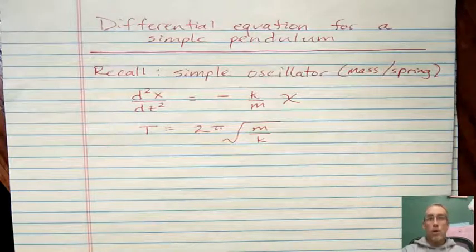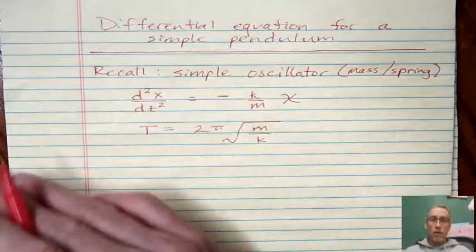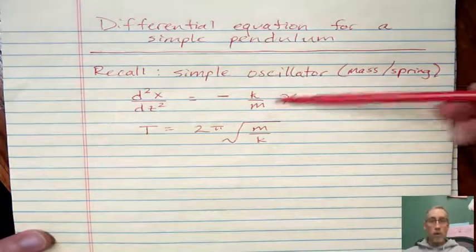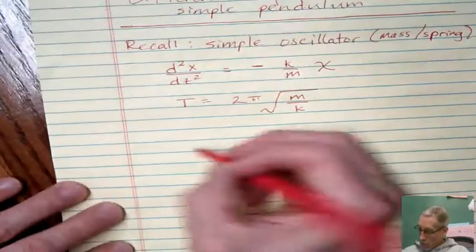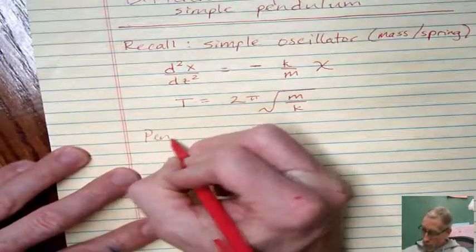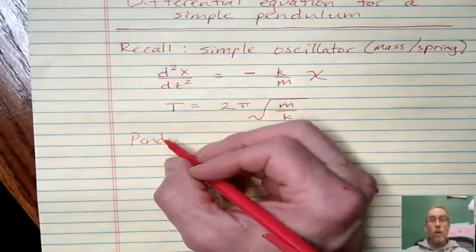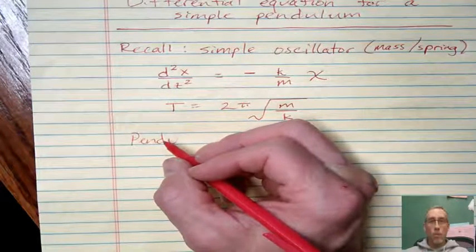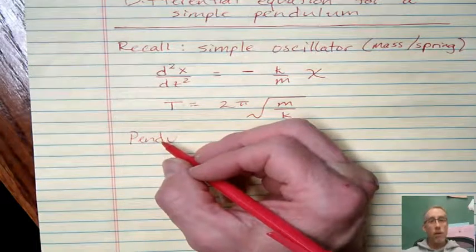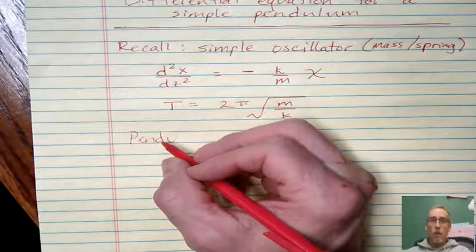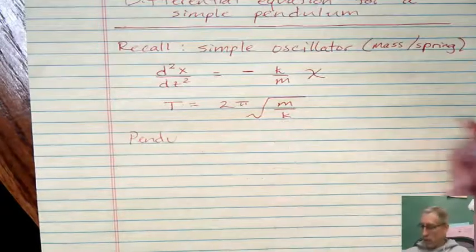So now let's look at what a simple pendulum is and how the equation for its motion is very, very similar to this one. So simple pendulum, and there are different kinds of pendula. The ones we'll deal with in this course are the simple pendulum, and then we'll follow that up with what's called a physical pendulum. There's also something called a torsion pendulum, but it's a little beyond the scope of what we're going to do here.